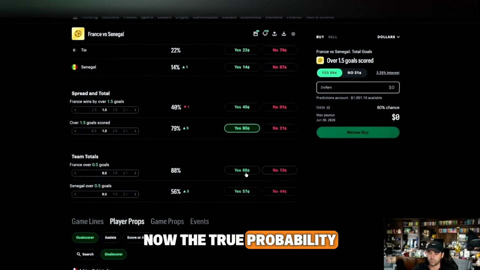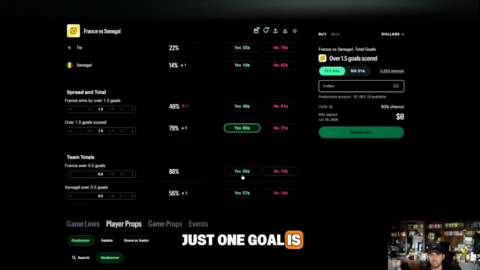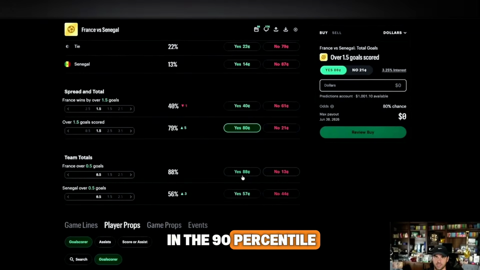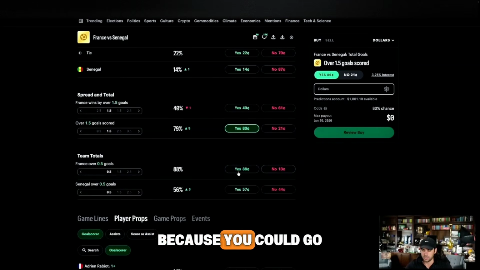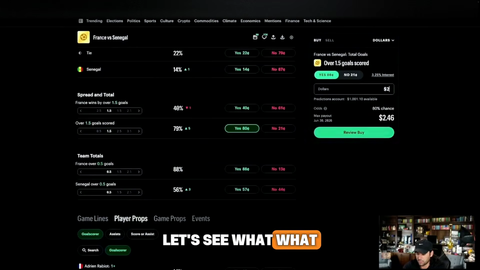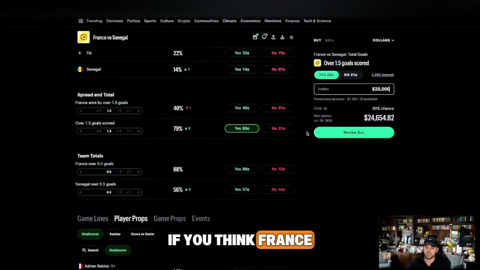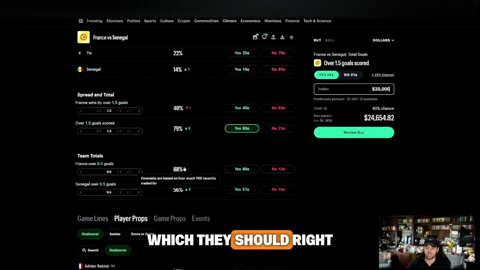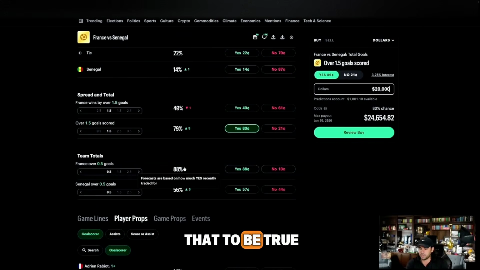Now, the true probability for them to score just 1 goal is in the 90th percentile. So you have a little bit of an edge here. Not a crazy edge, but a little bit of an edge. Again, this is similar to day trading, because you could go here and get down $20,000 to make $5,000 if you think France is going to score just 1 goal, which they should. They should score at least 1 goal against Senegal, and the numbers prove that to be true.